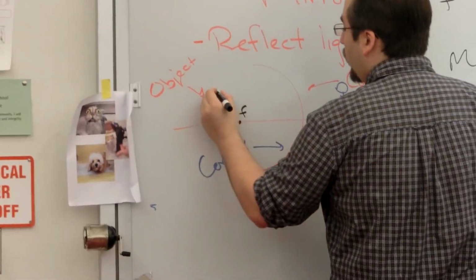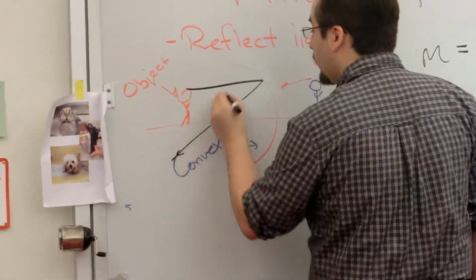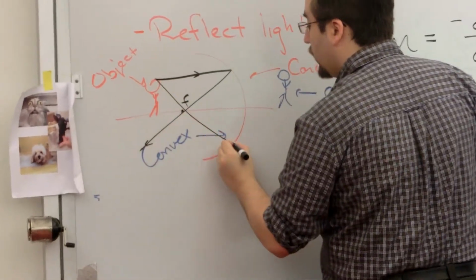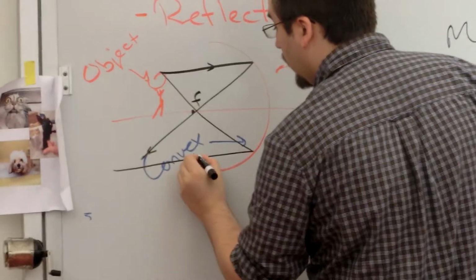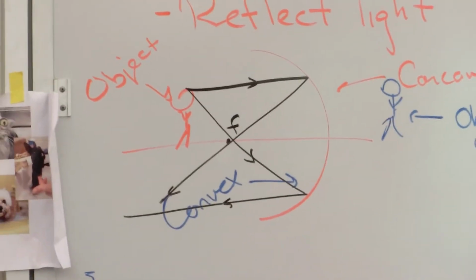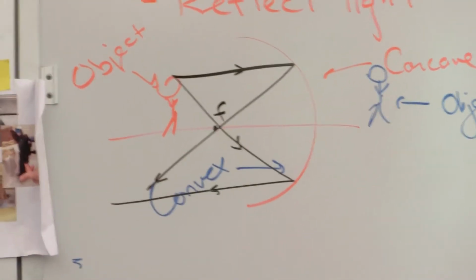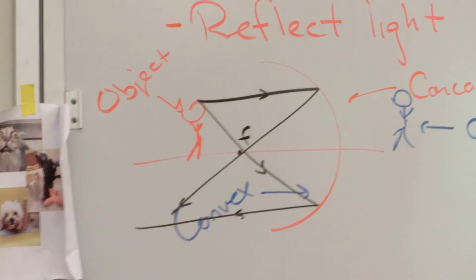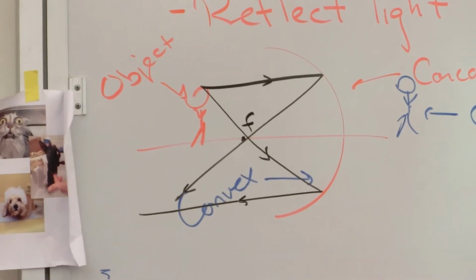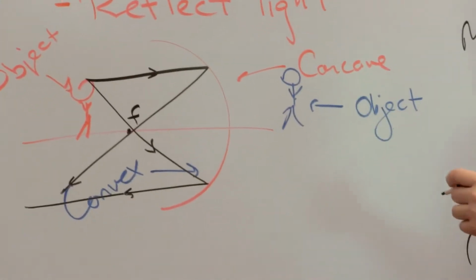Remember, general rules for ray diagrams: in parallel, out through F, in through F, out parallel. Those are the rules in general. It always comes to those 2 things: in parallel, out through F, in through F, out parallel. It's always like that for all mirrors. Sometimes it's a little tricky.